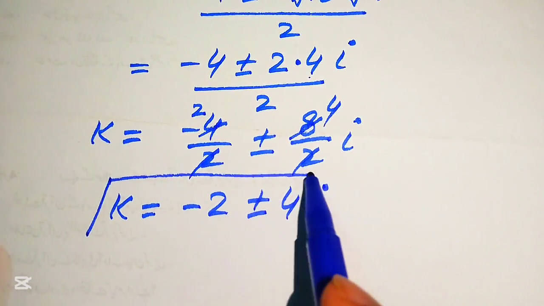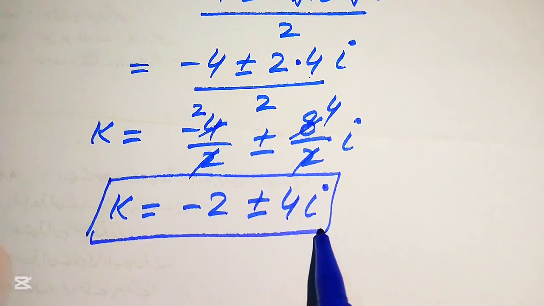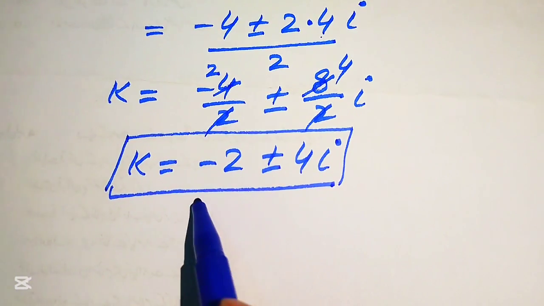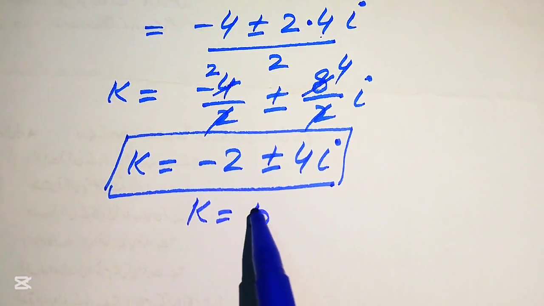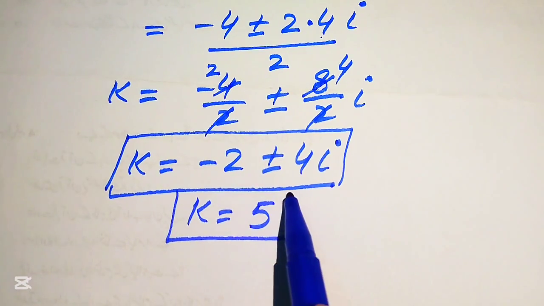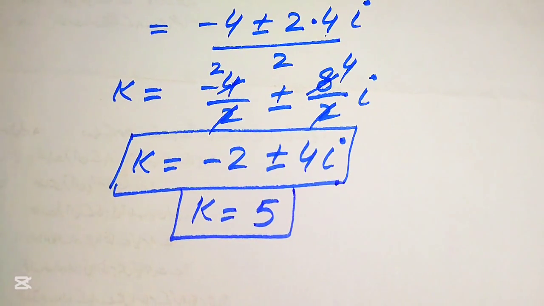So these are the other two complex roots of the given equation, and the given equation has one real root, it is k equals 5. So these are the total 3 roots of the given equation.